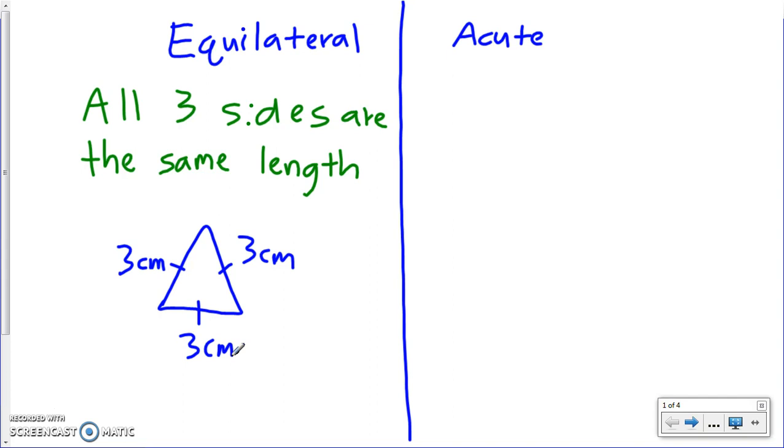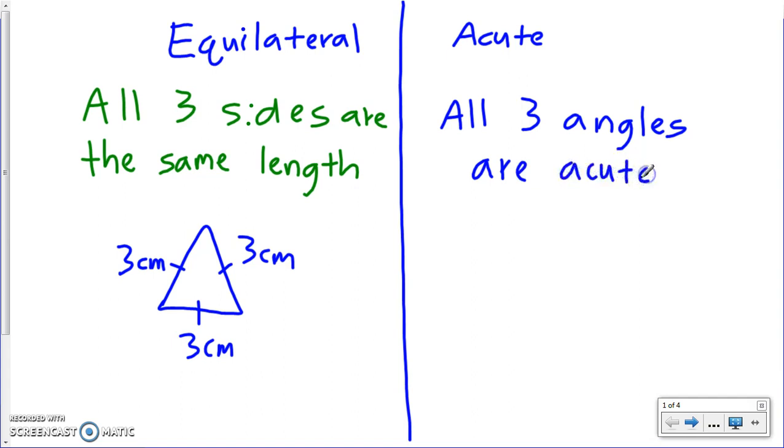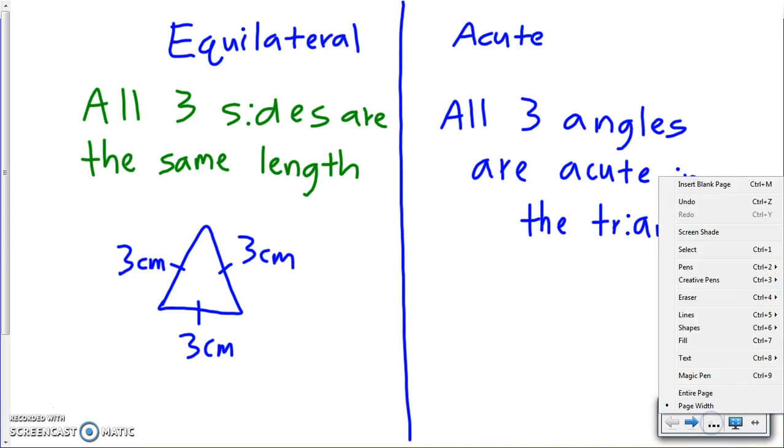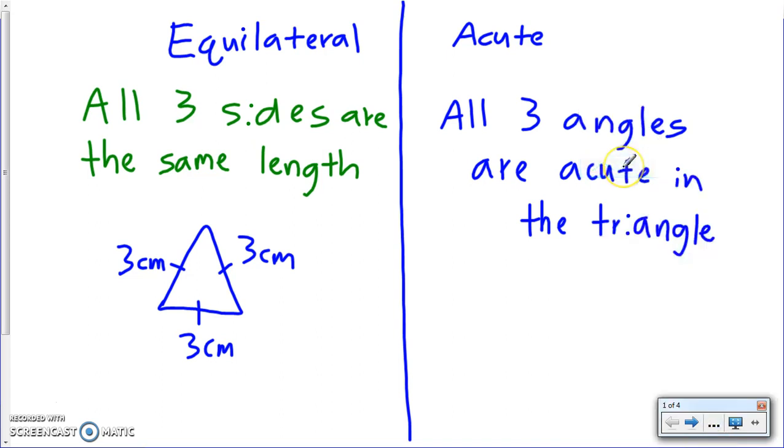So in an acute triangle, all three angles are acute in the triangle. So if I look back at my triangle I have on the other side, I'm just going to use a different color so you can see. So we have this angle, which is acute if we put a protractor on it, or you should be able to look at it by turning your sheet. This angle is acute, and this angle is acute. So when all three angles are acute in the triangle, it is an acute triangle.